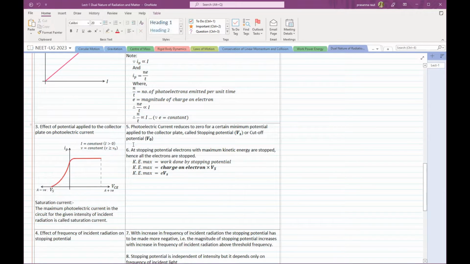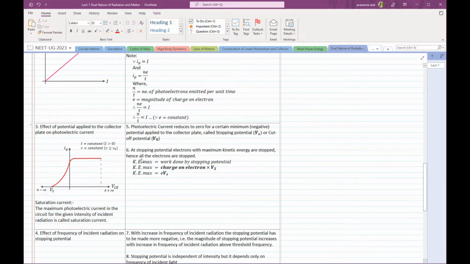अभी इसे आप interpret करेंगे तो we write it like this. The photoelectric current reduces to zero for a certain minimum potential applied to the collector plate called stopping potential. अभी यहाँ पे minimum लिखा है, वो minimum के बदले I should have written नेगेटिव. वो मिनिमम क्योंकि आपने लेफ्ट हैंड साइड, राइट में पॉजिटिव है और लेफ्ट में नेगेटिव है, तो मिनिमम पोटेंशियल नेगेटिव होगा यहाँ पे, राइट? So that's why the word minimum. So certain negative potential applied to the collector plate called stopping potential or cutoff potential.